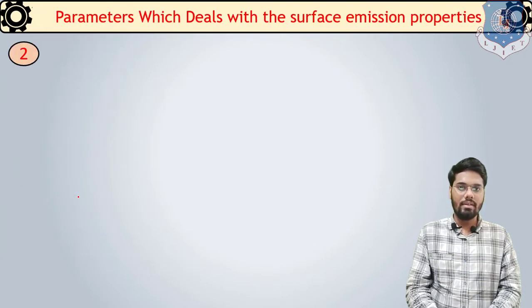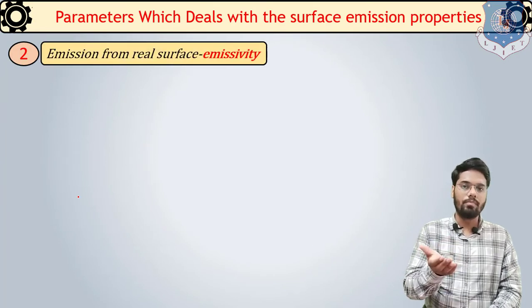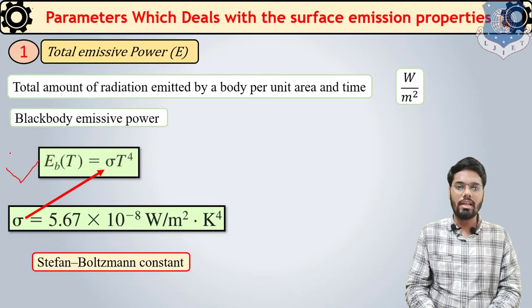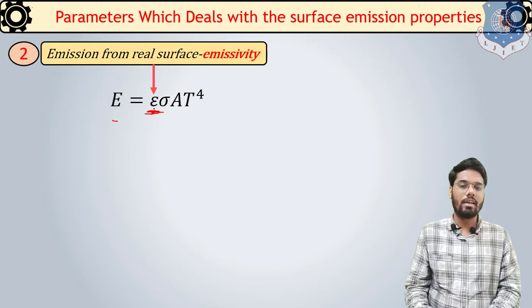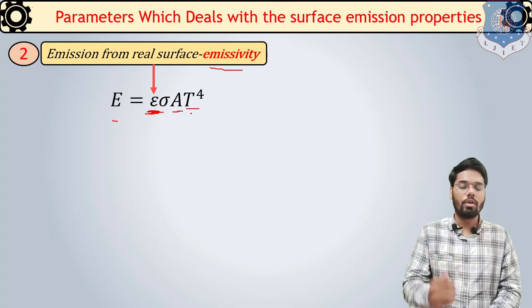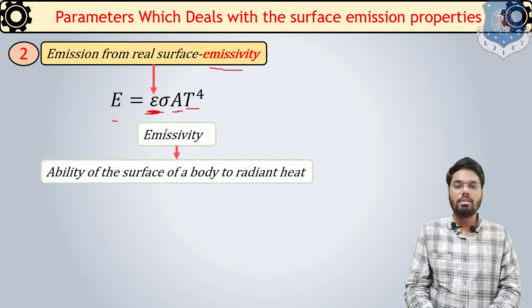Now second is emission from the real surface. This equation is valid for the black body. Now for the real surface, the equation will become capital E is equal to epsilon, this is the emissivity of a real surface, into sigma into area. This is the real area of the body, and this is the temperature of the body raised to 4. Here this is the emissivity.